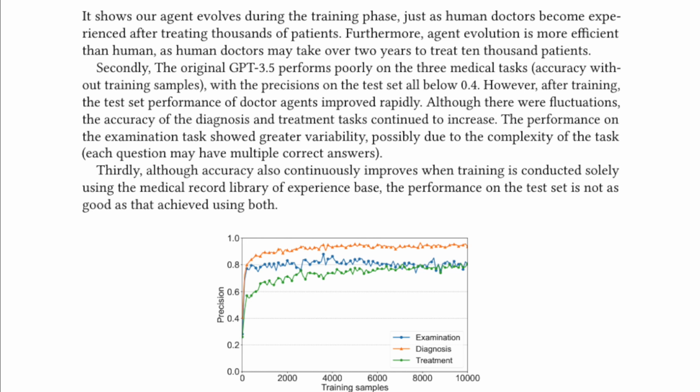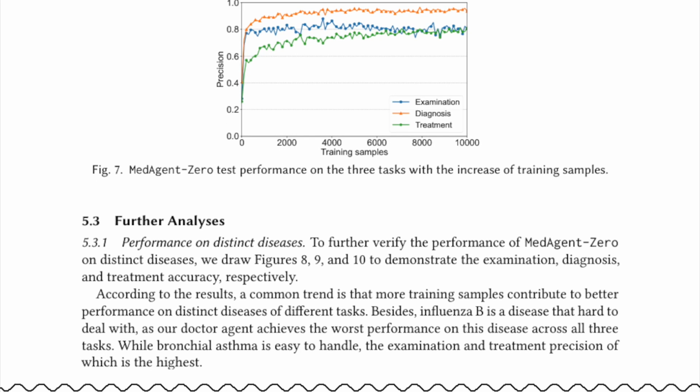Thirdly, although accuracy also continuously improves when training is conducted solely using the medical record library or experience base, the performance on the test set is not as good as that achieved using both. Figure 7. MedAgent-Zero test performance on the 3 tasks with the increase of training samples.